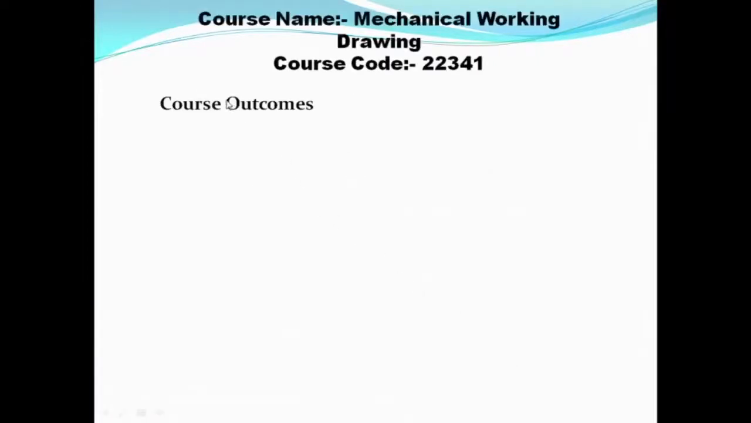Next is the course outcome. The course outcome means if you learn this subject and gain the knowledge of this subject, you have some outcomes from this subject. This is called the course outcome. The first course outcome is to draw the development of lateral surface of various solids.